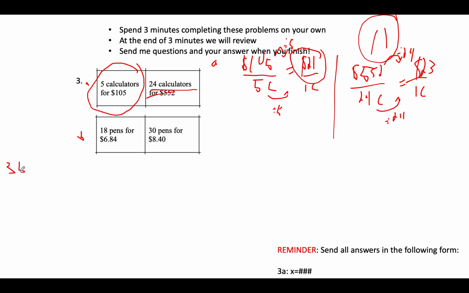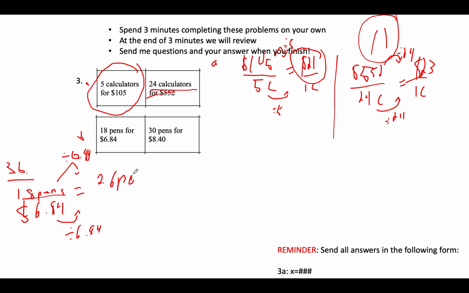For 3B, we're looking at 18 pens for $6.84. We want to see how many pens we get for $1. So we're going to divide both sides by 6.84. When we do that, we're going to get around 2.6 pens per $1 that we spend. So for every dollar we spend, we're going to be able to buy around 2.5 pens.